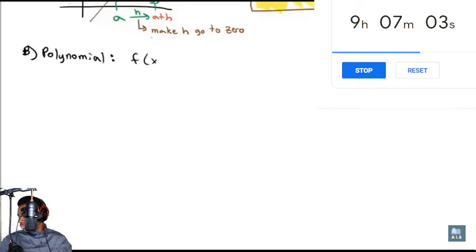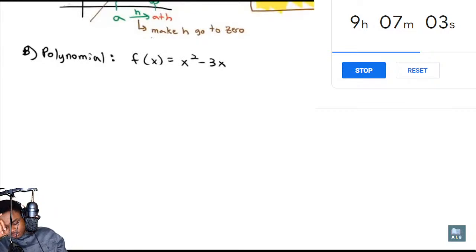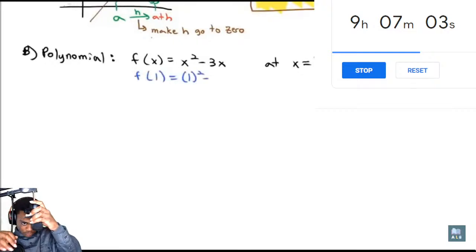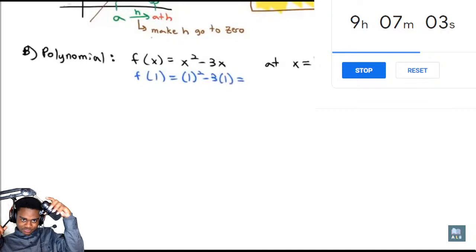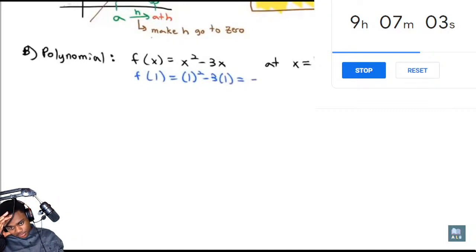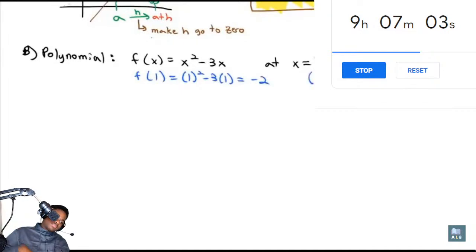Our polynomial is f of x equals x squared minus 3x. And we're going to find the slope of the tangent line at x equals 1. The first thing we need to know is what's the y-coordinate that we're working with. So f of 1 is equal to 1 squared minus 3 times 1, which is 1 minus 3, or negative 2. So we're really working with 1 comma negative 2 as our point.